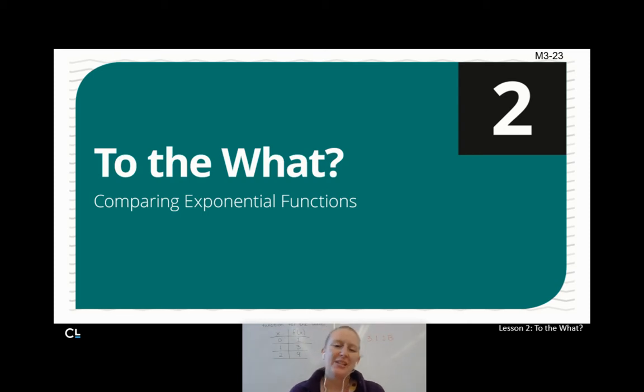We're still comparing our exponential functions. Last time we got really good at writing our exponential functions. If you know the y-intercept and the constant ratio, you can write the exponential function. We're just going to push it a little bit further now, and we're going to compare functions. We're going to solve exponential equations using common bases, all of that good stuff.